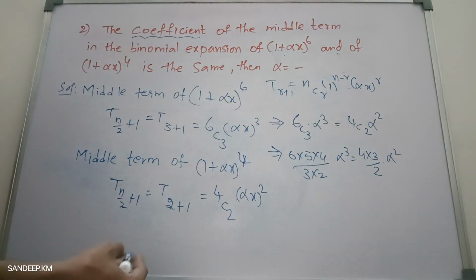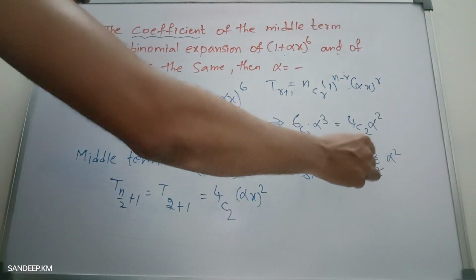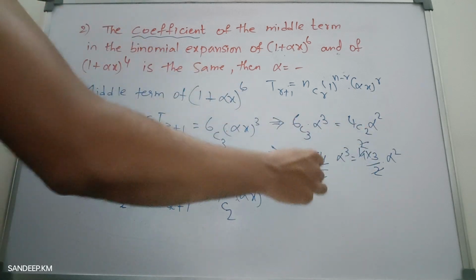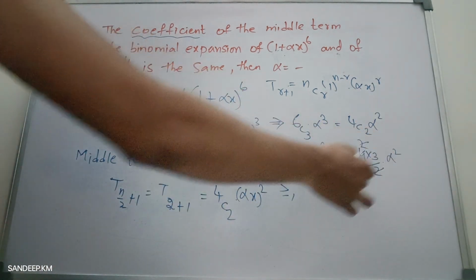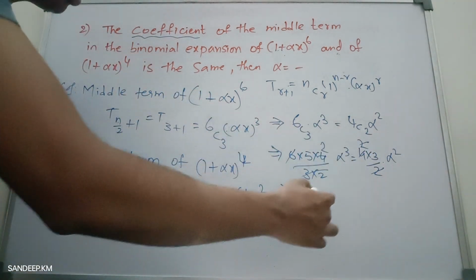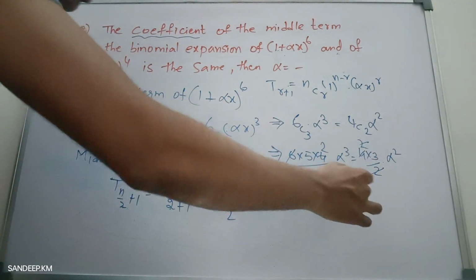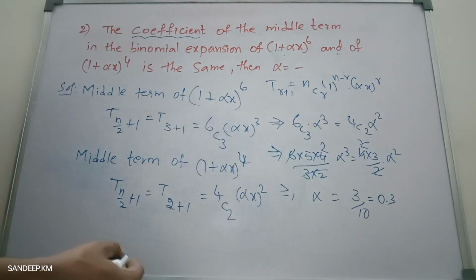So obviously 3 2s are 6, 2 1s are 2, 2 2s are 4, and then gets cancelled. Alpha cube divided by alpha square. Now alpha cube by alpha square is alpha, and this is equal to 3 by 10, which is nothing but 0.3. That is the value of alpha.